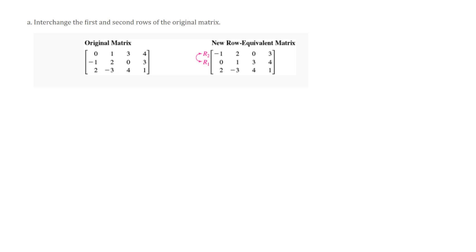So when we say interchange, we just mean to switch the rows. For example, in the original matrix here, we have 0, 1, 3, and 4. If we switch rows 2 and 1, then we would write row 2 as row 1. So here we have -1, 2, 0, 3, and 0, 1, 3, 4, and so on. Okay, so that's what we mean by interchange.